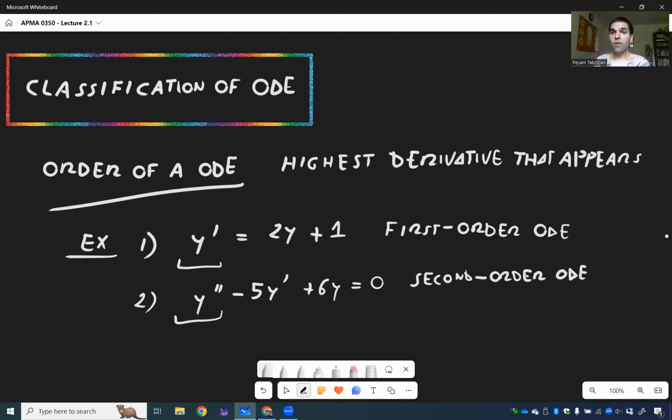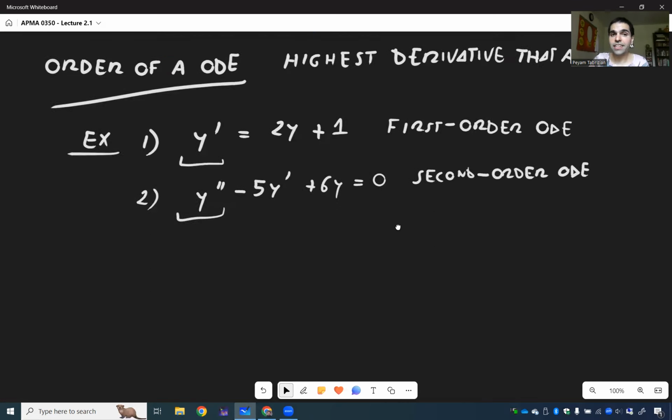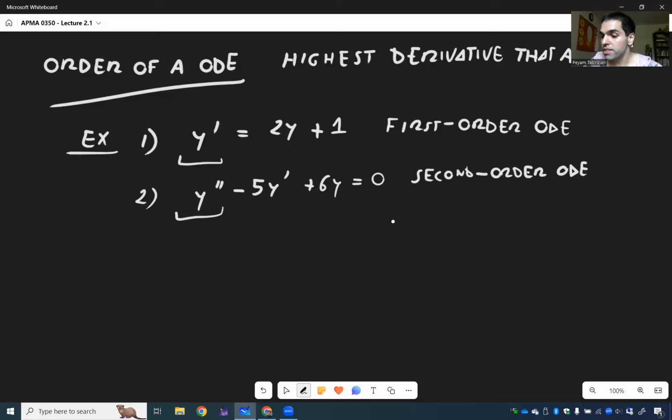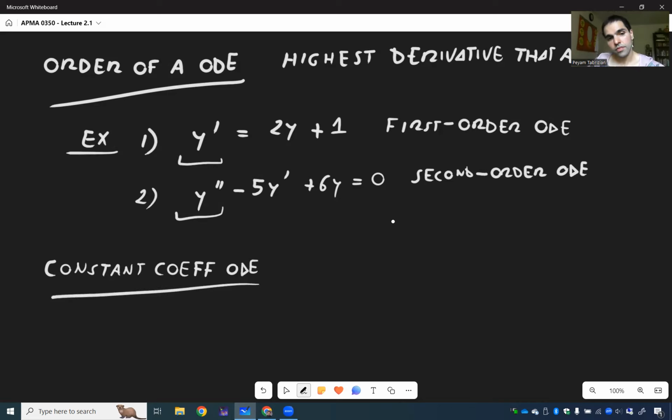That's one thing. And now, aside from that, let's go from the easiest scenario to the hardest scenario. So the most basic classification is what's called a constant coefficient ODE. And it's literally what it says, namely that the coefficients are constants.